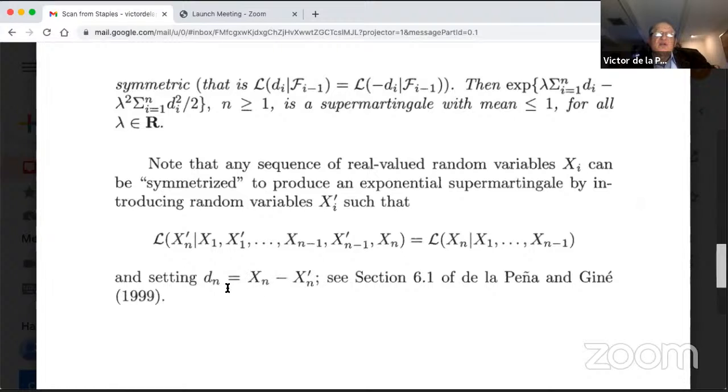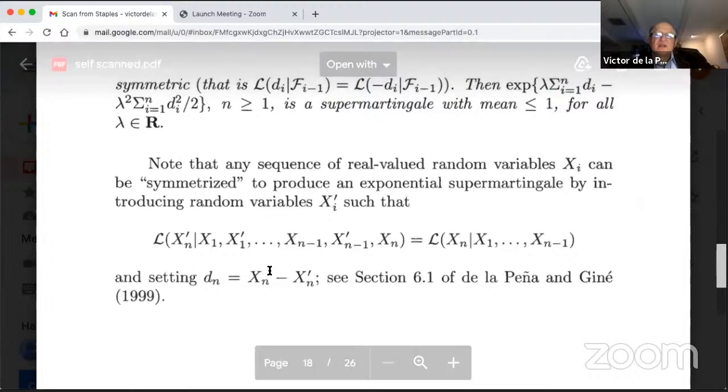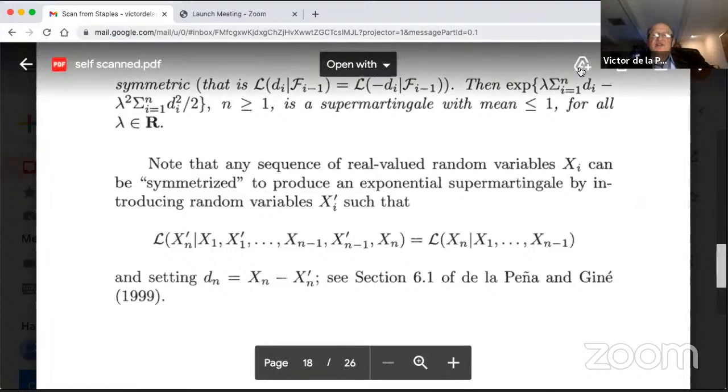So that means if I have any sequence of variables X_n and construct the tangent sequence, which is what I call X prime, when I subtract, I have conditional symmetry, and this holds.